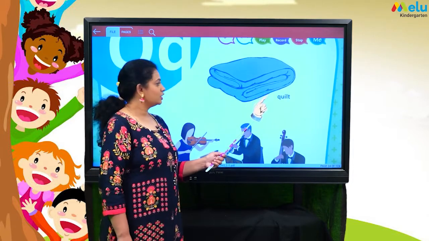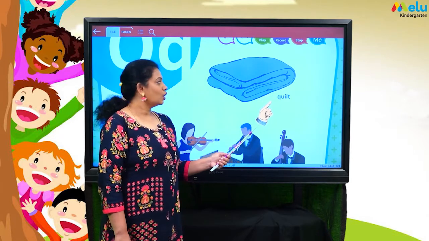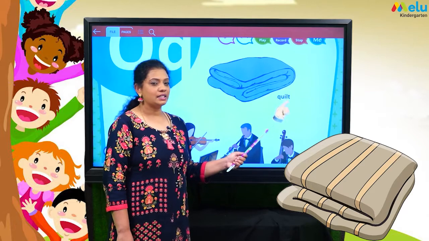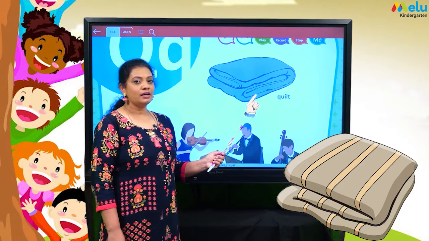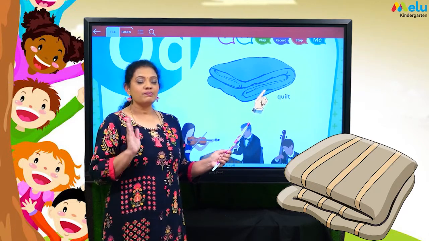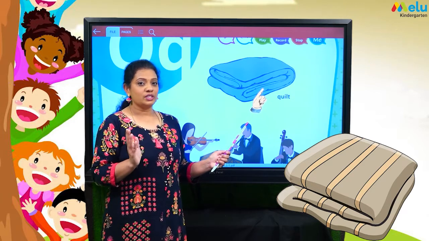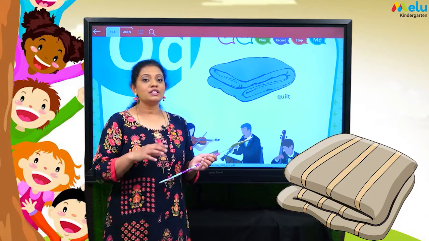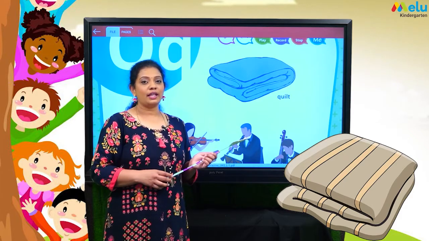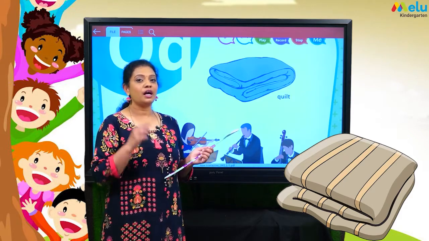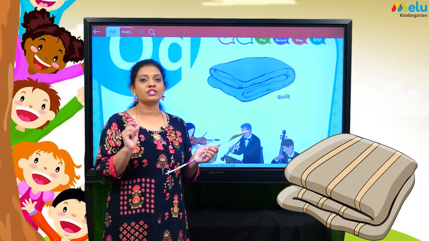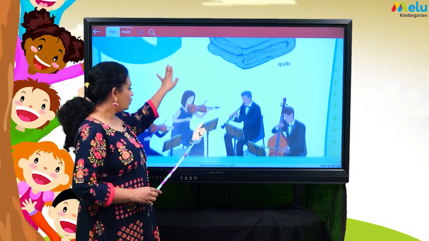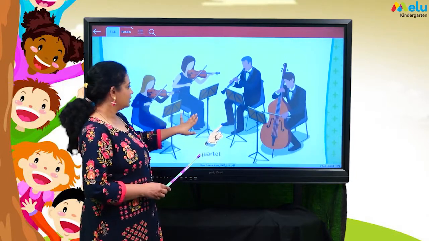See here. What is this? Qua quilt. Quilt is a bedspread which is made up of old clothes. They cut clothes into pieces and stitch them together so that it makes a puffy and soft spread. Okay children? Yes.